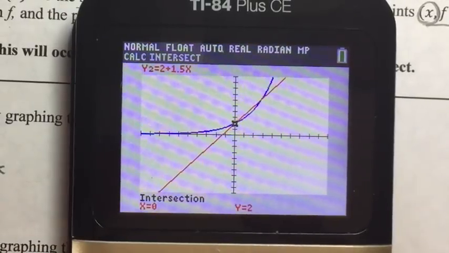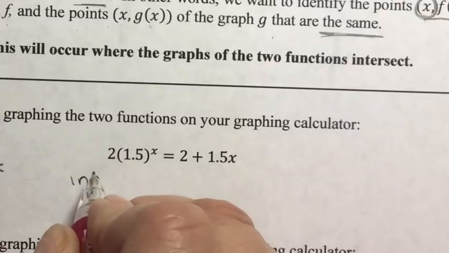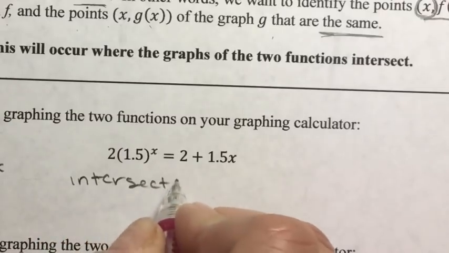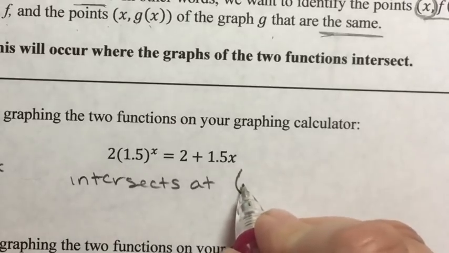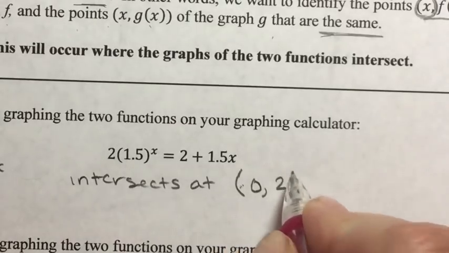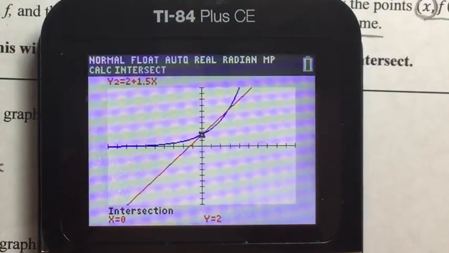Okay, so I'm going to move my calculator, and I'm going to put over here, intersects at point, this is an ordered pair, so I'm putting it in parentheses, 0, 2. That's one of them. Now, let's go back over here, and we've got to find the next one.